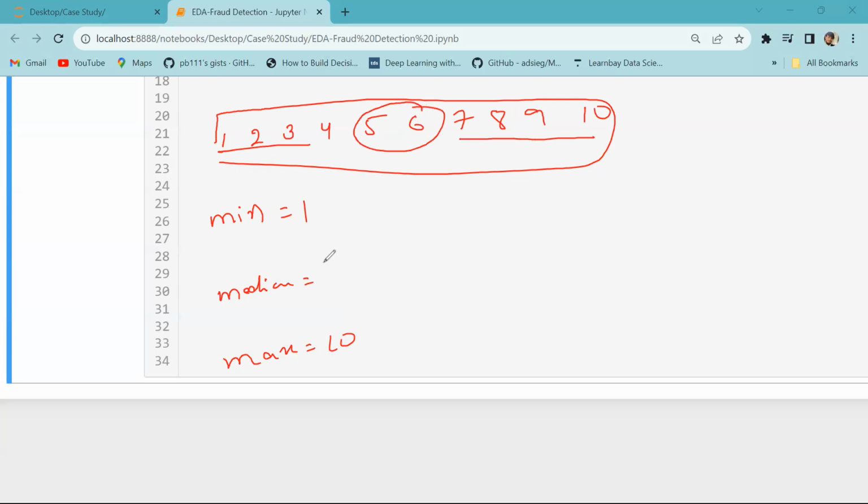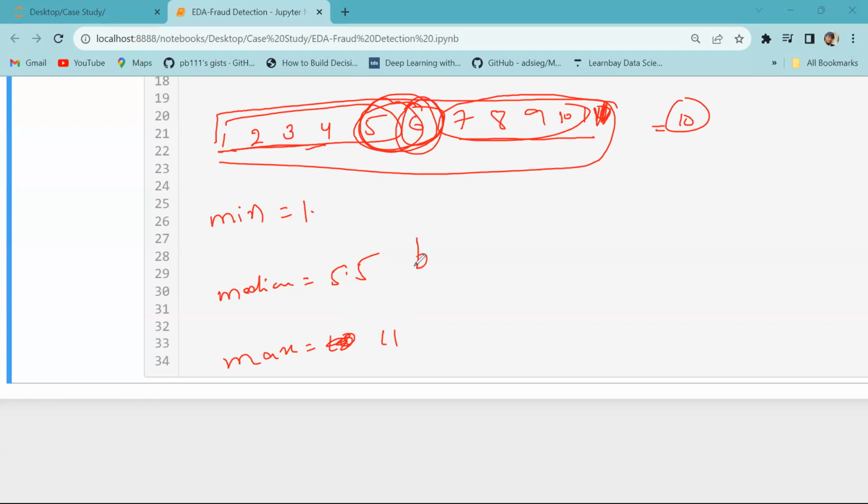So the average of these two, right? Because 10 is an even number, when the count is even, the average of the middle two numbers we call the median. So 5 plus 6 by 2 is 5.5. For example, if we have 11 numbers, this is 1, the first 5, and the last 5, and exactly the middle number is 6. So far it is fine.